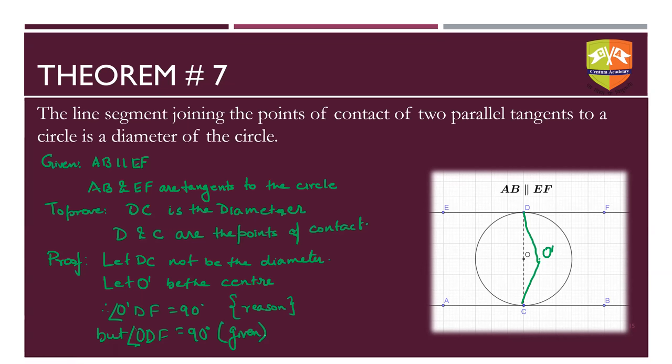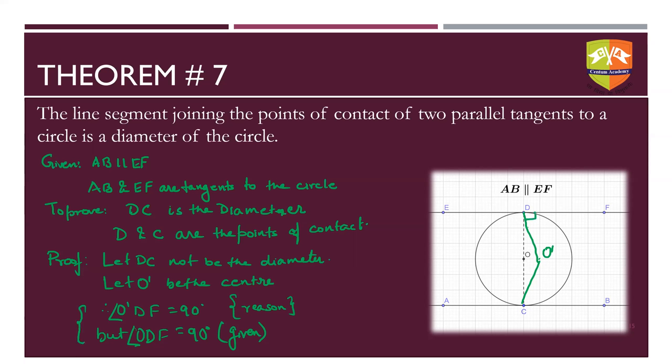And why is this given? Because you have to mention somewhere that DC is the line joining, DC is the shortest distance between EF, isn't it? So you have to mention that somewhere, that DC is the line joining, or DC is the shortest distance between EF. That's what you are saying. Okay, fair enough.